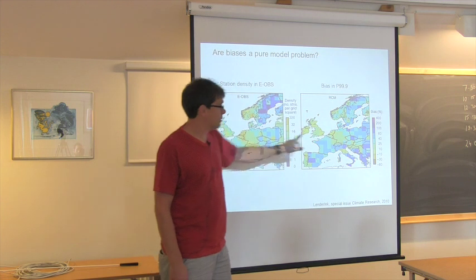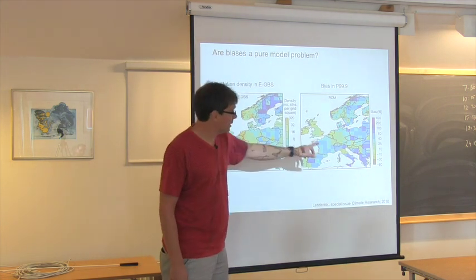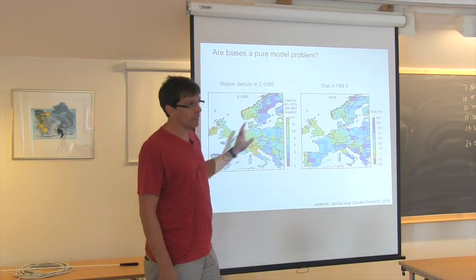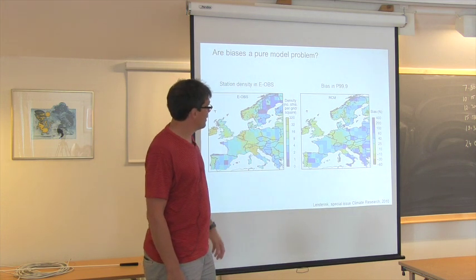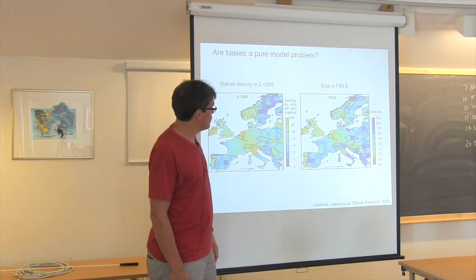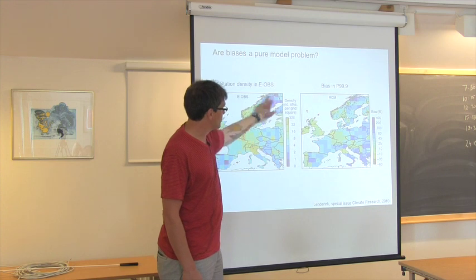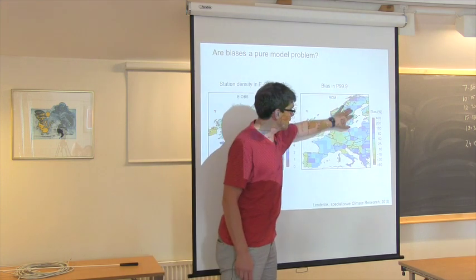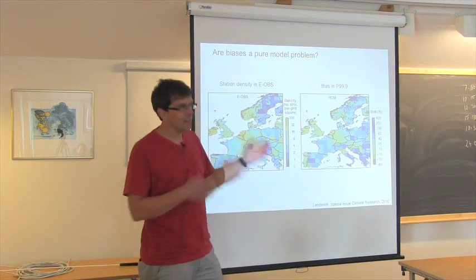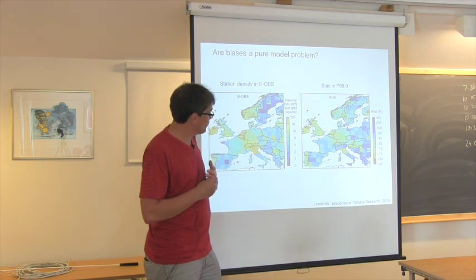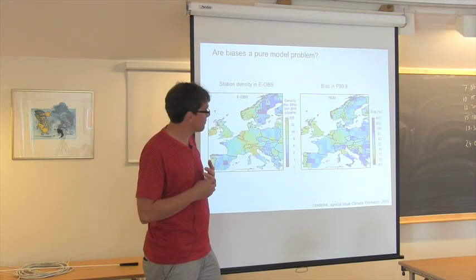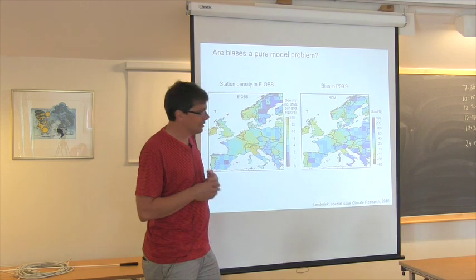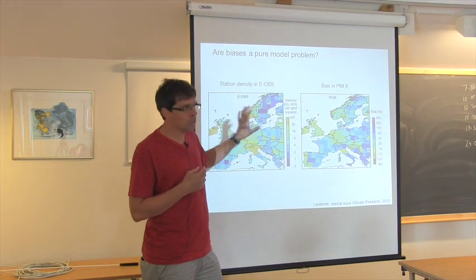If you look at the patterns here, they are quite similar to some extent. In some places where we have little information in this data set, from Scandinavia for instance, we have fairly large biases also in the model. So again, there are some issues with observations here, especially when you want to look at extreme conditions.